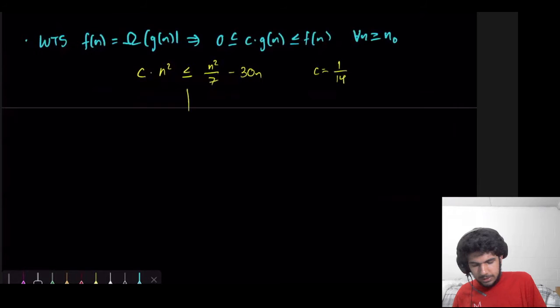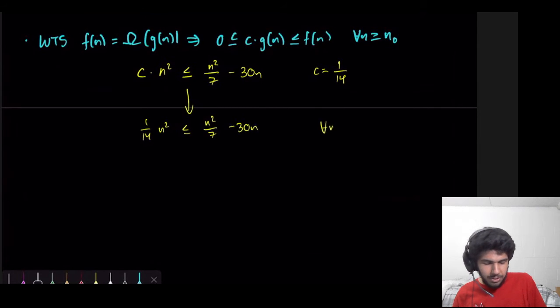So this will give us 1/14 n squared is less than or equal to n squared over 7 minus 30n, for all n greater than or equal to some n naught. We still have to find that, and we still have to define that in order to say that it is big omega.